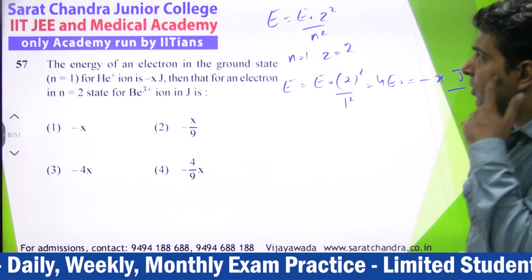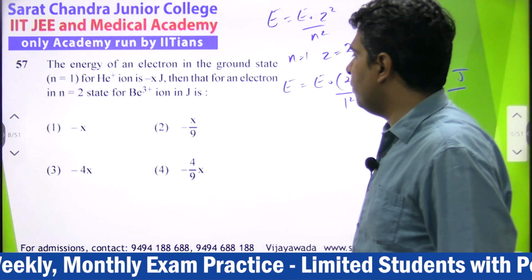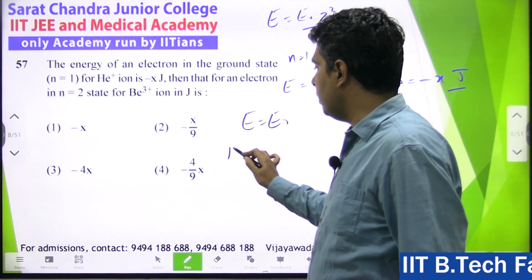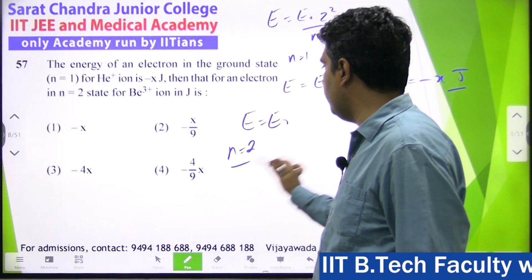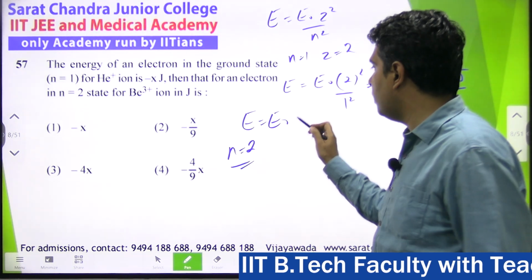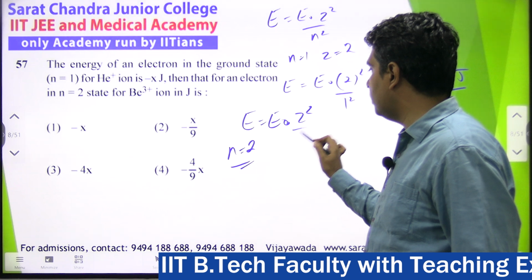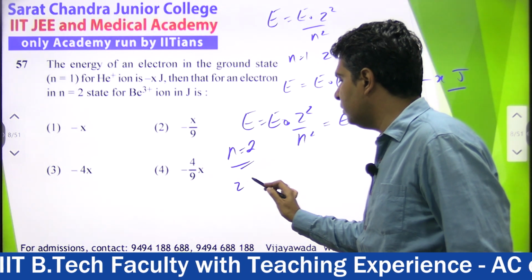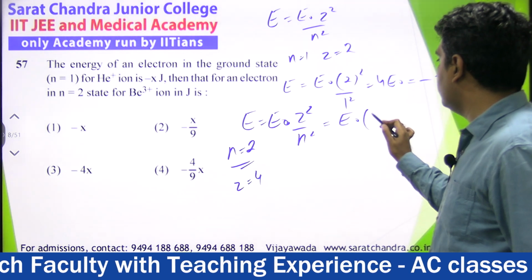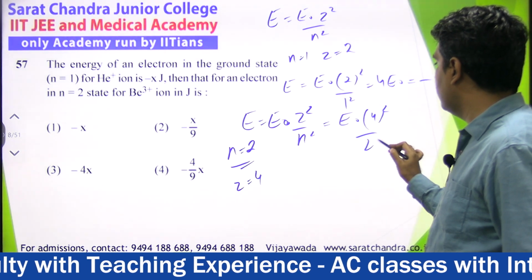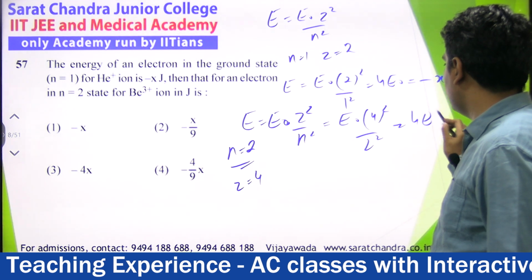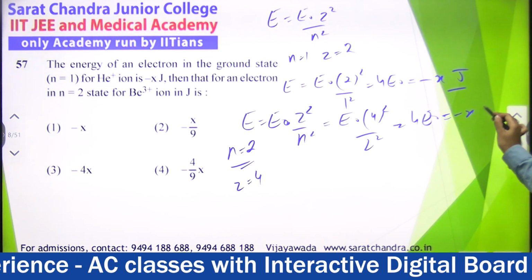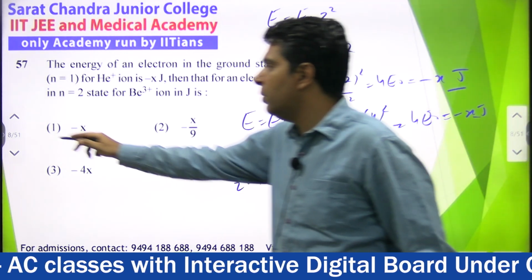Now for the electron in the second state of beryllium plus 3. Beryllium plus 3 is also an isoelectronic species. Now in the second state, N will be 2. E is equal to E naught Z square by N square. We are using the Bohr atomic model. So for beryllium, Z will be 4. So 4 square by 2 square, that is 4 E naught. So that is also coming out to be 4 E naught, the same value, minus x joules. So the answer will be the first option.